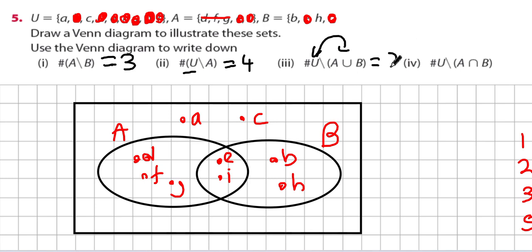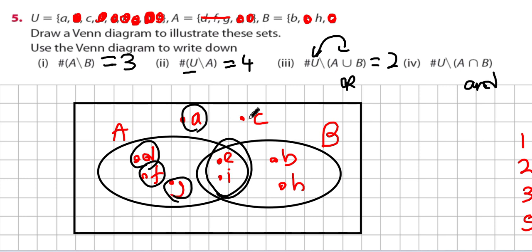Now, do you see the way union means or, but intersection means and? Intersection means which ones are in A and B at the same time? Just those two, isn't it? And how many are inside U but not inside there? 1, 2, 3, 4, 5, 6, 7. 7?